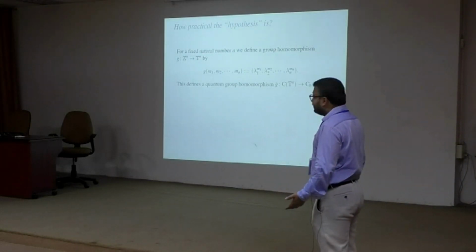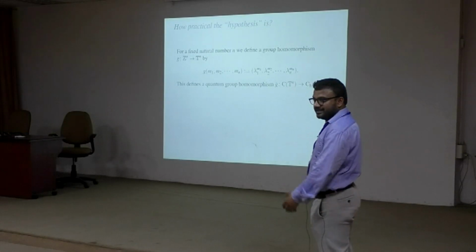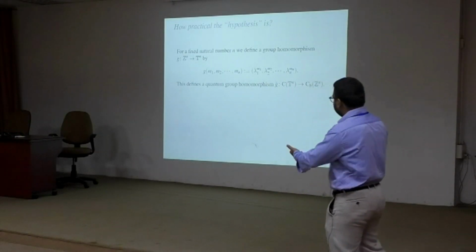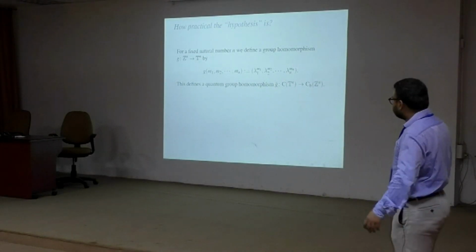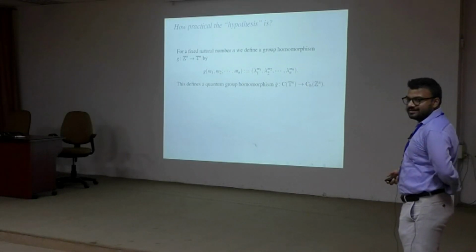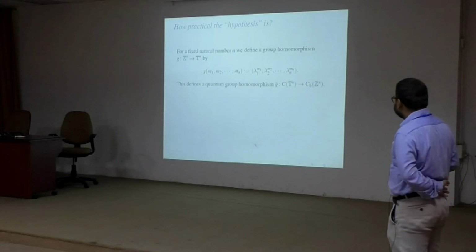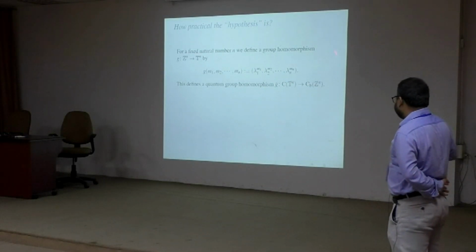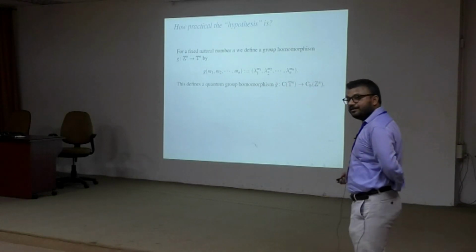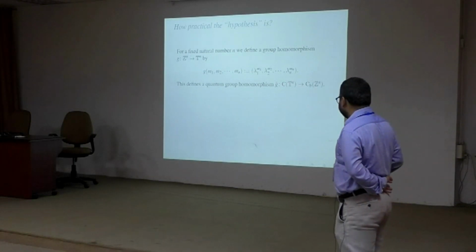Very good. But whether there are examples which satisfy this hypothesis, the answer is that the class is not that small. It is quite large indeed. So what we did is use the standard group homomorphism, the duality between Zn and Tn. Using this, we have a quantum group homomorphism.